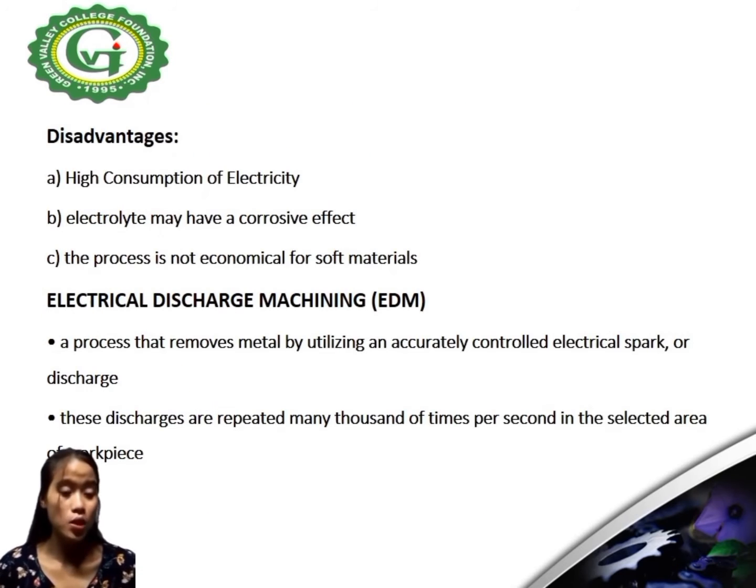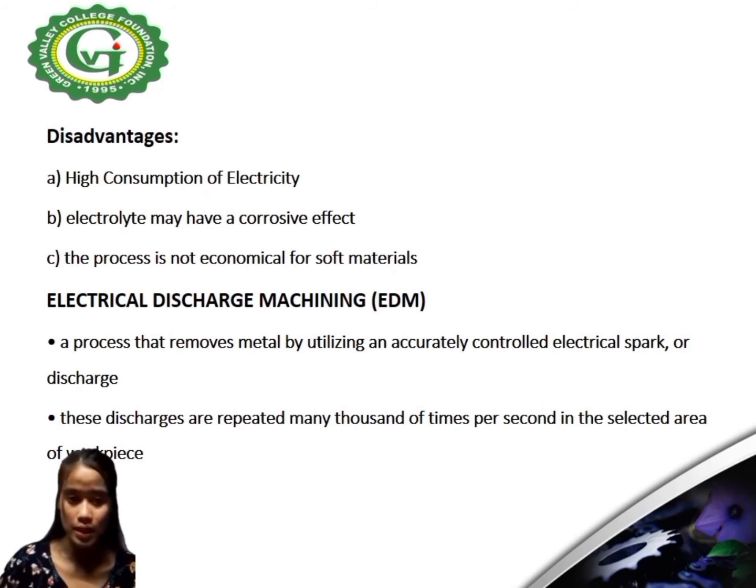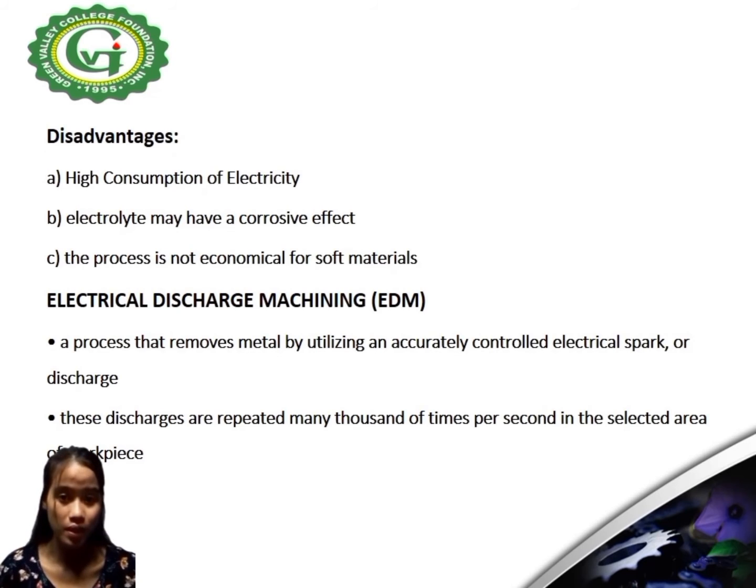While the disadvantages of ELG is that it has high consumption of electricity, electrolyte may have a corrosive effect, and the process is not economical for soft materials. The next one is the electrical discharge machining. So what is electrical discharge machining?